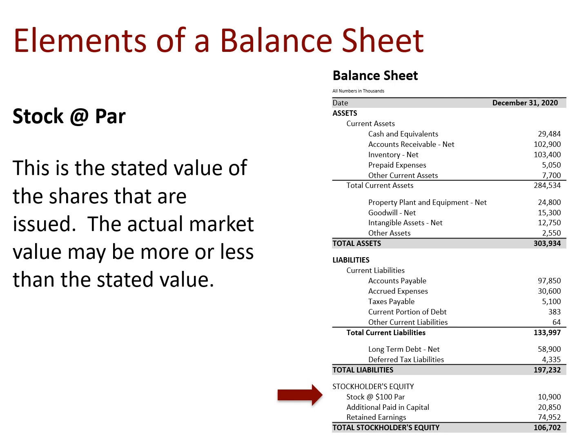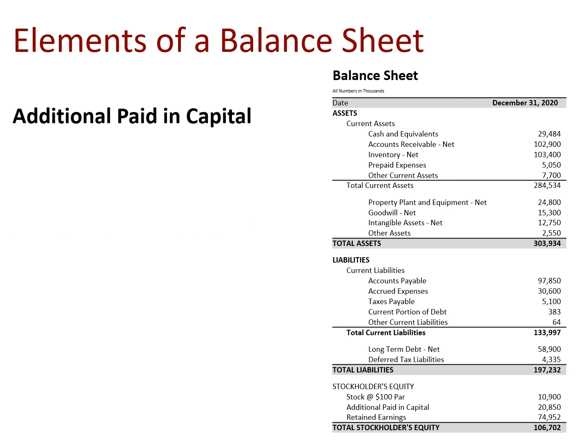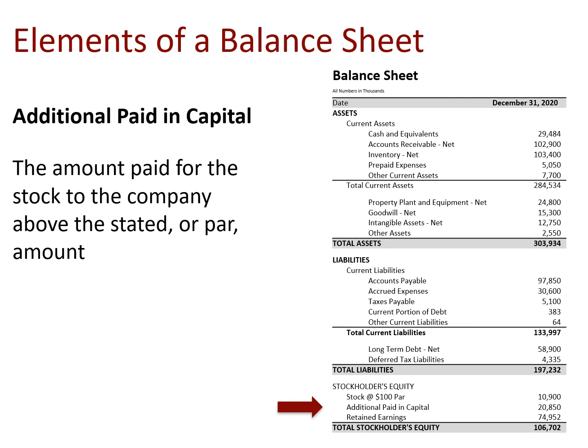Additional paid in capital is the amount paid for the stock to the company above the stated or par amount. So for example, if the company sold stock for $180, the $100 would go into the stock at par and the $80 would go into additional paid in capital.